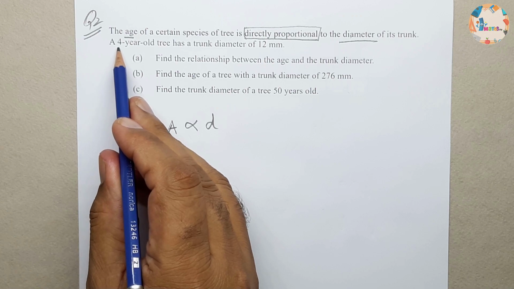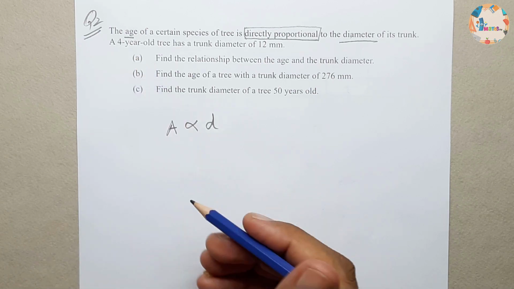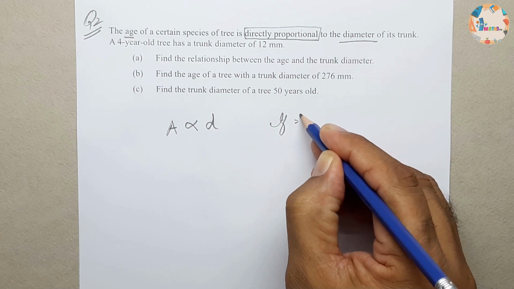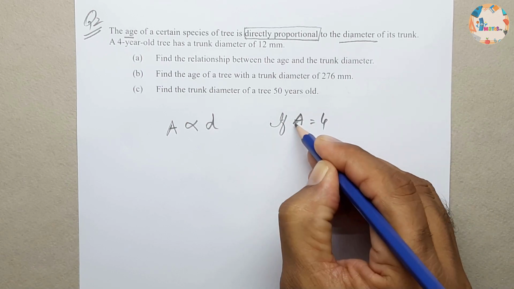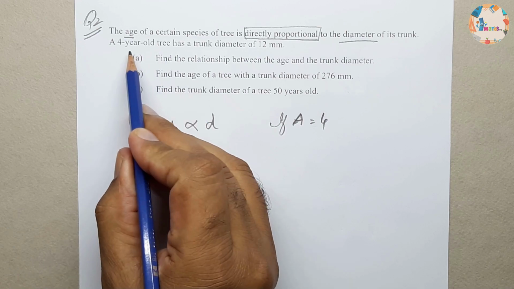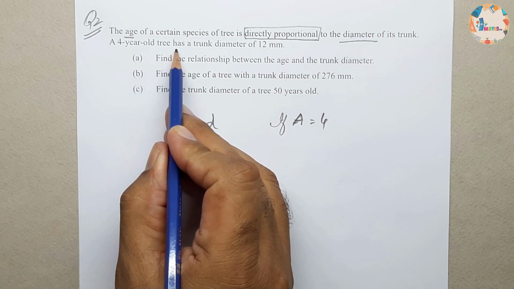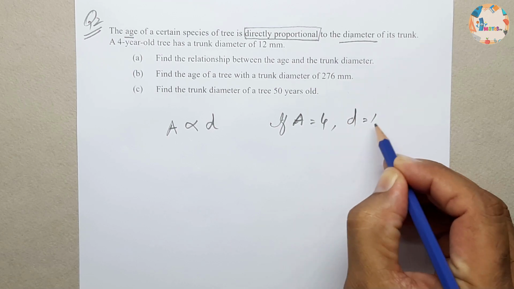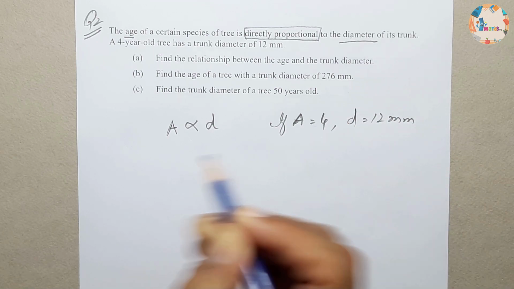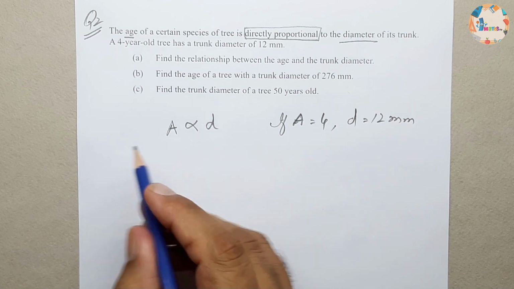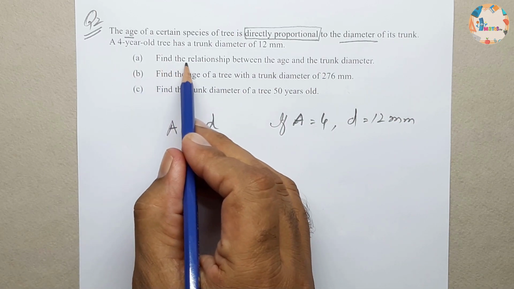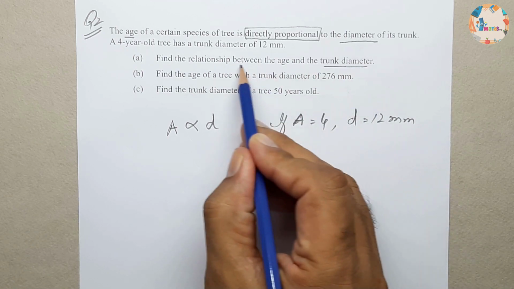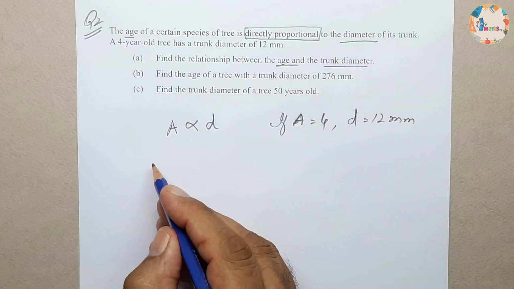Then, a 4-year-old tree has a trunk diameter of 12, so if A is equal to 4, D is equal to 12 mm. So this is the information given. For part A, find a relationship between the age and the trunk diameter. So basically this is the equation they are looking for.